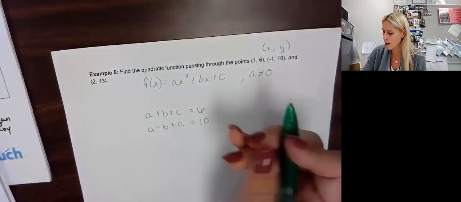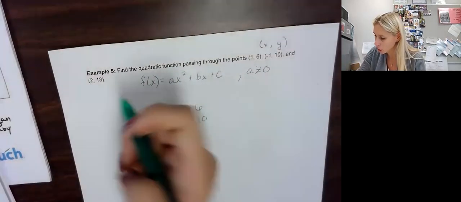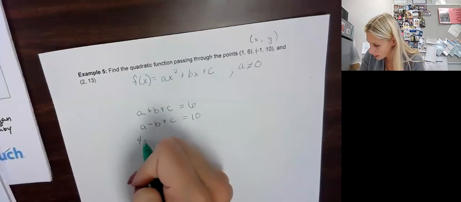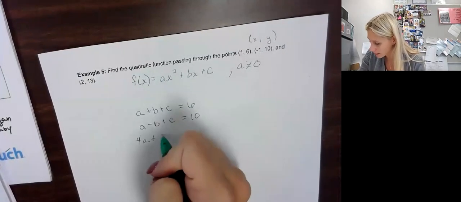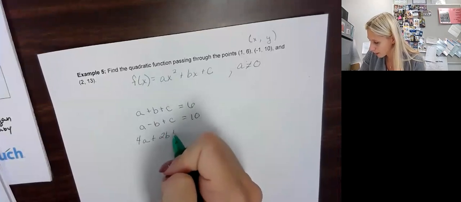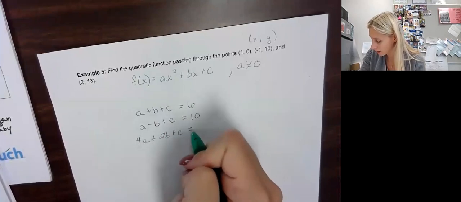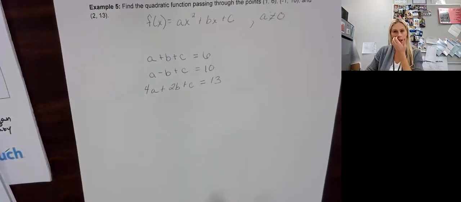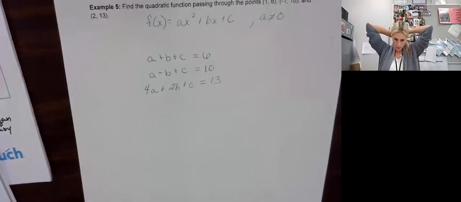Let's do one more here. So when I plug in 2, well, 2 squared is 4, so I get 4a, plus plug in 2, I get 2b, plus c. And when I get all that, I get 13. So there are my 3 equations.